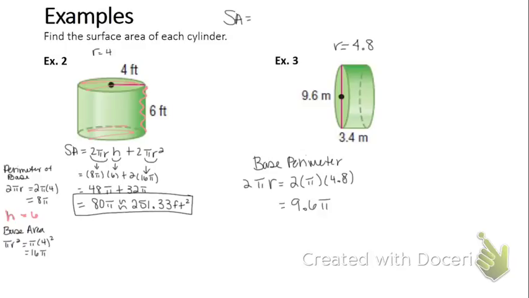Okay, what is the height that's connecting our circular bases together? 3.4. So h is 3.4. And then we have to find the base area, which is pi r squared. What is 4.8 squared? Somebody tell me what 4.8 squared is. Is it 16.64? Or is that wrong? It is not even close. Okay, good. 23.04.